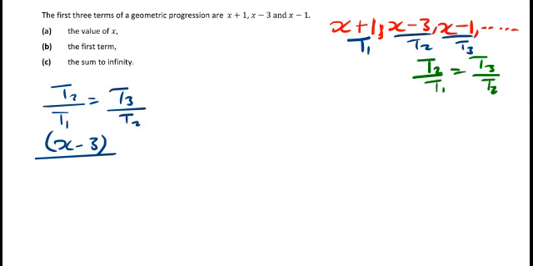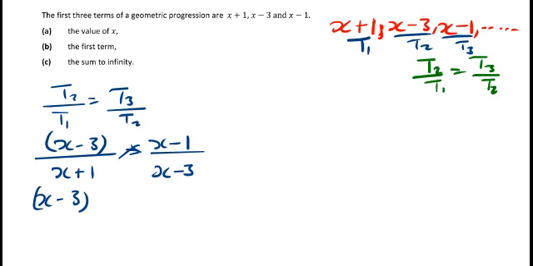your t1 will be x plus 1 there, and then this will be equal to x minus 1, which is t3, over x minus 3, which is t2, and then you cross multiply there. So you are going to have x minus 3 in the brackets, and then x minus 3 there. This will be equal to x minus 1, multiplied with x plus 1 there.